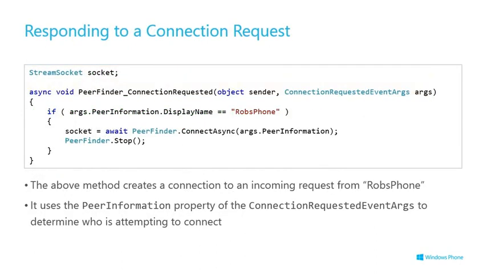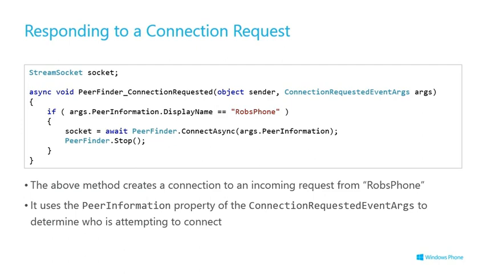So this is an example of that. Here we've got an incoming connection coming in which has got a display name of Rob's phone. Here we're not bothering to ask for confirmation. We're just going ahead and saying, yeah, cool, we like Rob's phone. We're going to then connect back to that guy who's just connecting to us. So you call the connect async method for that, passing in the peer information object that you've got from that connection requested event args object.